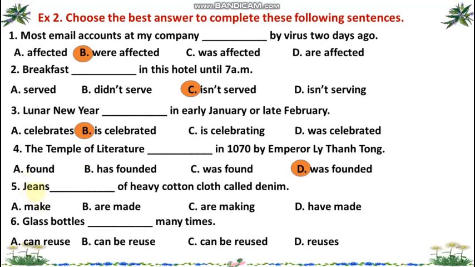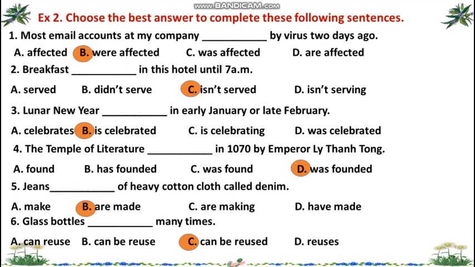And number 5, jeans. Do you like wearing jeans? Yes, I like wearing jeans. And jeans are made of heavy cotton cloth called denim. As the last one, glass bottles. Glass bottles can be reused many times. Yeah, I choose C. And what about you? And we should reuse glass bottles as many times as possible to protect our environment.